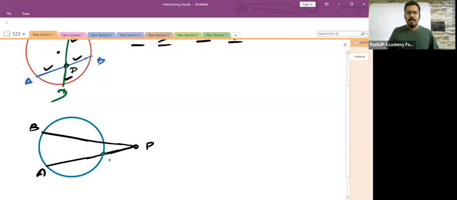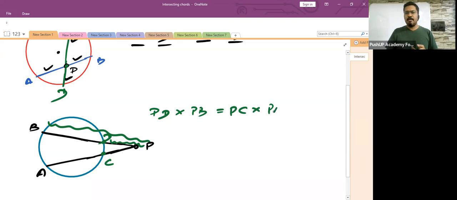Imagine the line segment PA touches the circle at point C. And the line segment PB touches the circle at point D. Then in such a scenario, there arises a result. Now what is that result? The result is the product of PD and PB will be equal to the product of PC and PA.